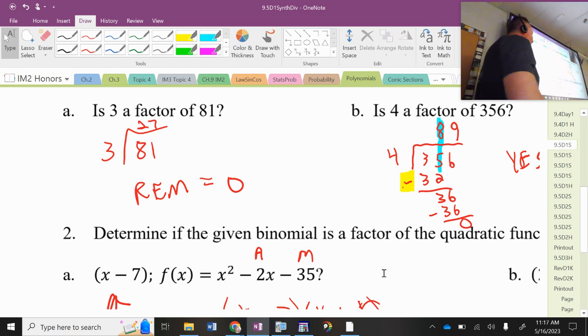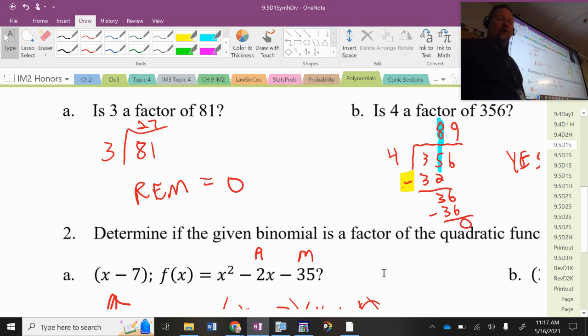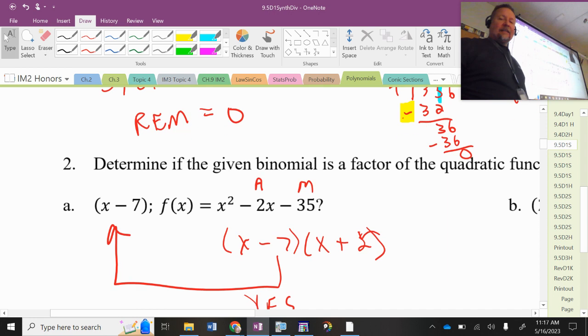All right. Anyway. What multiplies to negative 35 and at the same time adds to be negative 2? Everyone say it. 3, 2, 1, go. Negative 7 and 5. And then that's a 5 right there.